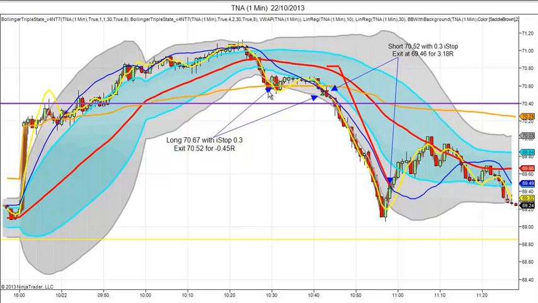And so after price leaves the floodplain and starts to reverse up, the trader goes long at 70.67 with a 30-cent stop. And then shortly thereafter, about 10 minutes later, elects to take a minus 0.45 R loss at 70.52 when the price breaks below the swing low here and breaks through the VWAP.